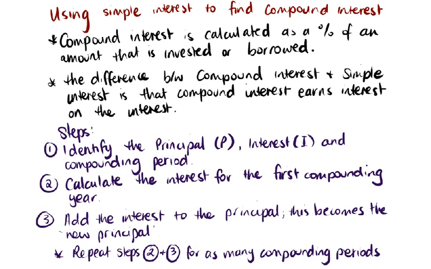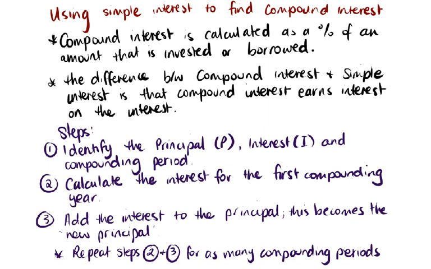We can also use simple interest to find compound interest. Compound interest is calculated as a percentage of an amount that is invested or borrowed. The difference, however, between compound interest and simple interest is that compound interest earns interest on the interest, and it keeps adding for the time period.